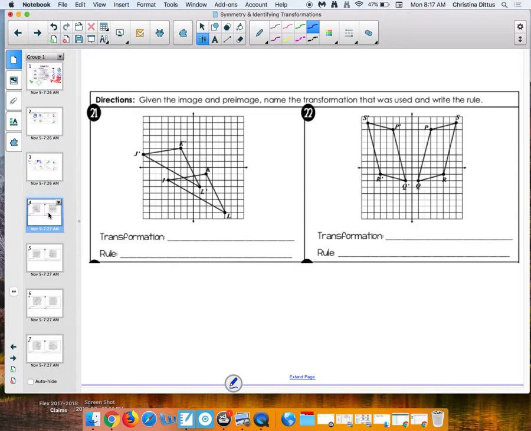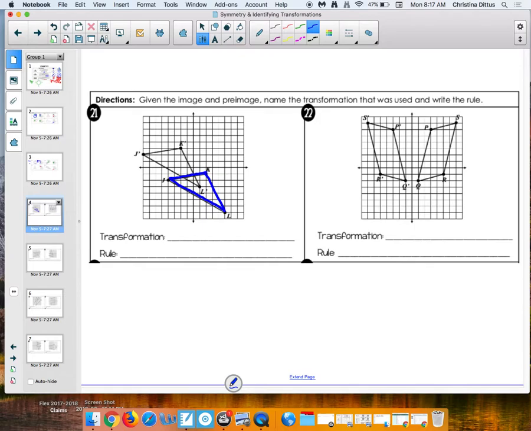Remember we talked about how things have an image and a pre-image? The pre-image comes first, the image comes second. How do I know, like with 21, which one I started with? The one that doesn't have the apostrophe, the little dashes, whatever you want to call them. So we actually start with this picture right here.